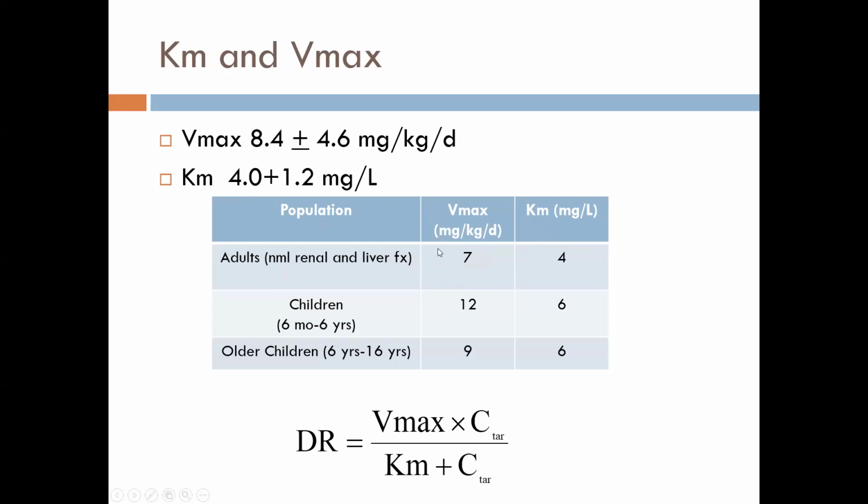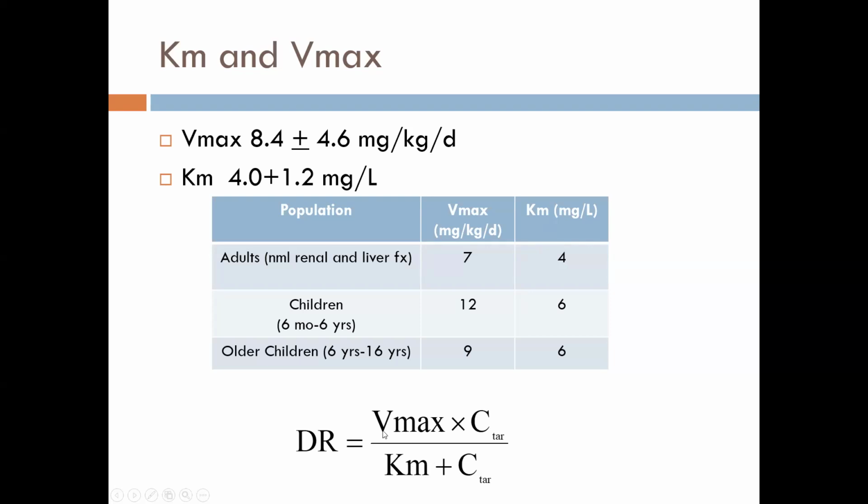Adults have a Vmax of 7 milligrams per kilogram per day and a Km of 4. Kids have a higher Km, as you can see, at 6 milligrams per liter, and their Vmaxes are also larger than adults. So we can use these population numbers. Once we've given an initial dose, we put in the dose rate that we gave and the concentrations that we got, then we can put in a population average Km of 4 and solve for our patient's Vmax.